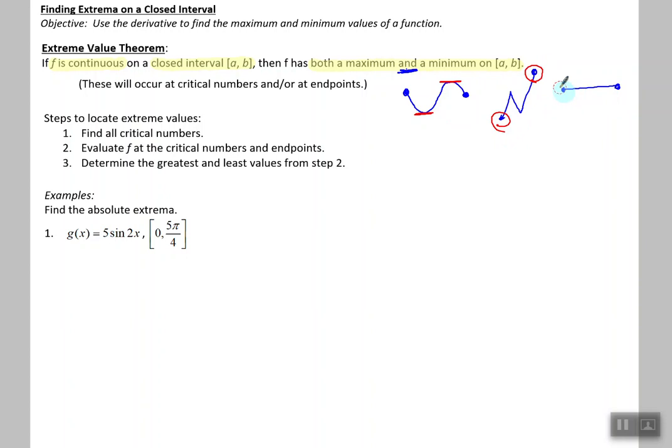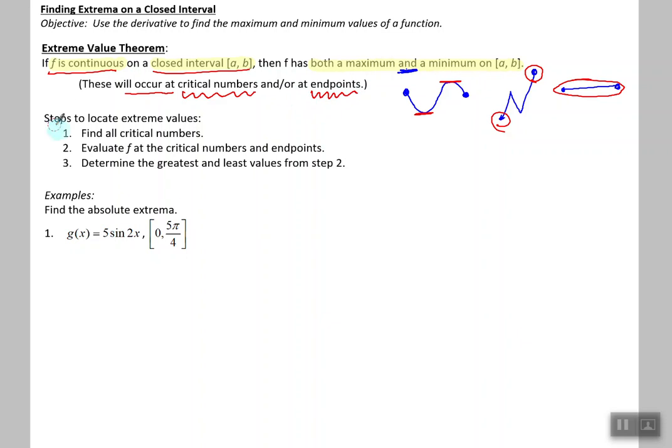On this graph, the highest and lowest happens to be the entire graph because it's a horizontal line. There is both a maximum and minimum value of this graph. It just happens to be the same value and it occurs everywhere. So it is impossible to make a continuous function on a closed interval that doesn't have both a maximum and minimum. Now recall that these extreme values, these maximums and minimums, will occur at critical numbers and/or at endpoints.